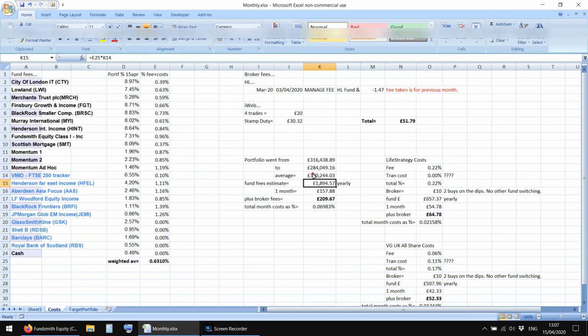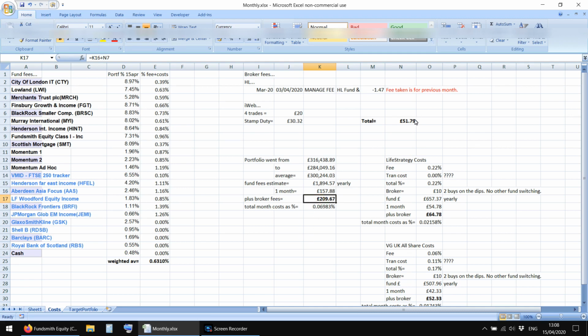So based on this value, the yearly fund fees and costs would be the weighted average fee and costs multiplied by the average value. That's what I've done there. That's how much I reckon it costs overall. If the value of the portfolio was static at that amount, I would estimate that it would be about that much a year. So then I've divided by 12 to get this one month's fees. Actually, I probably should have multiplied by 31 days, was it? I can't remember. And divided by 365, but that's close enough.